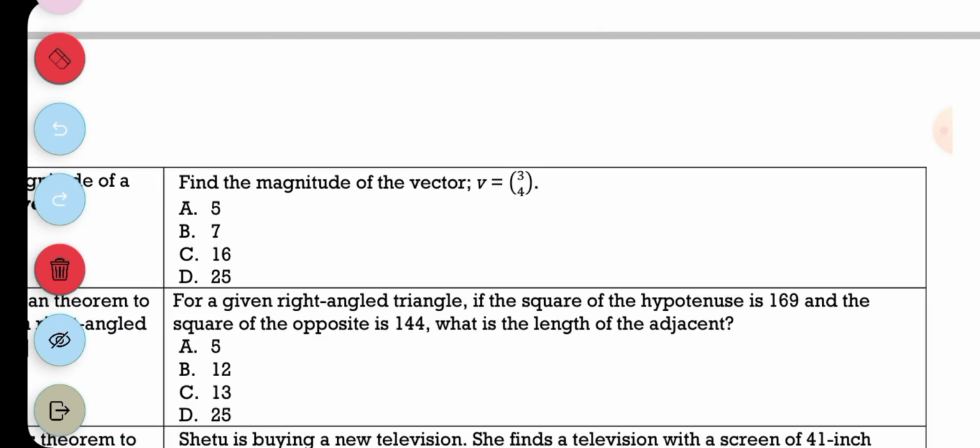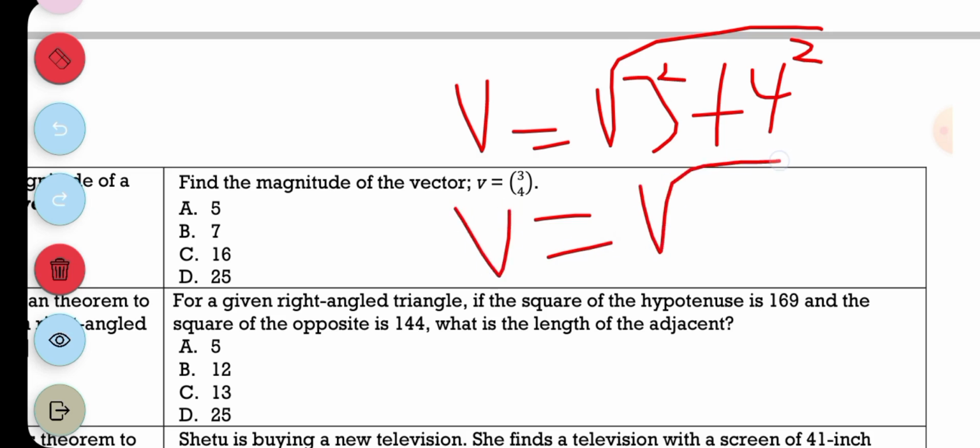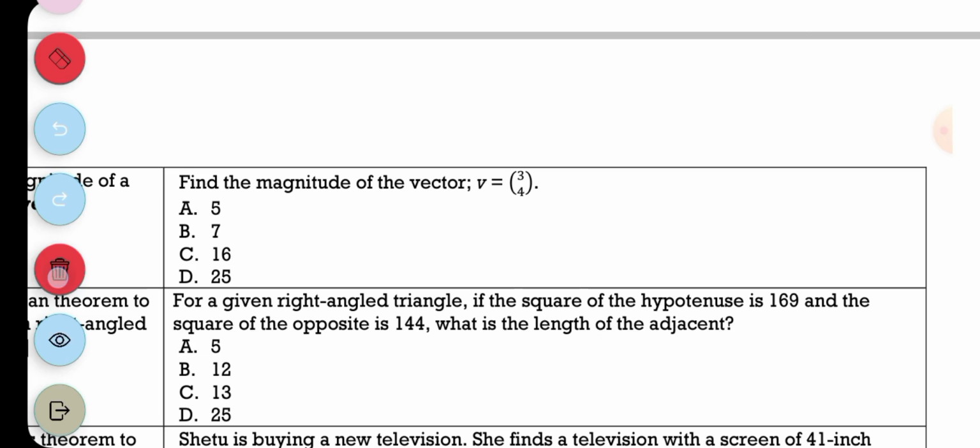Find the magnitude of the vector. V equals square root of 3 squared plus 4 squared. So we are going to end up with 9 plus 16, which is 25. So square root of 25 is giving us what? 5. So answer is A.